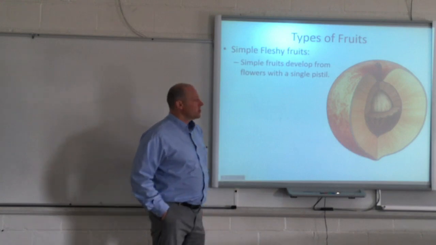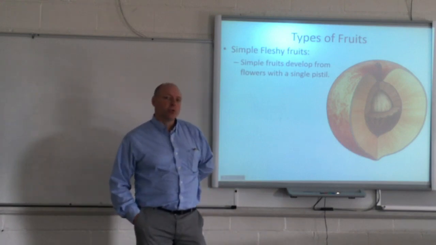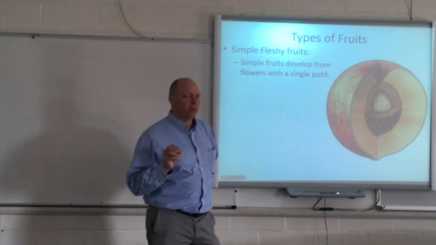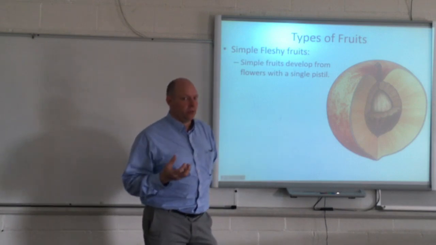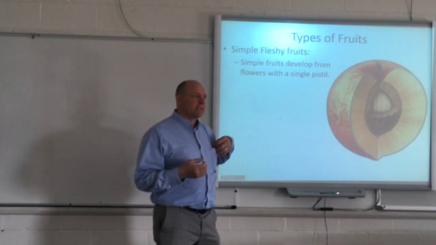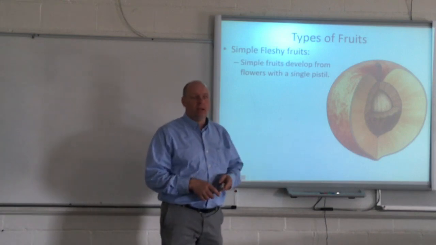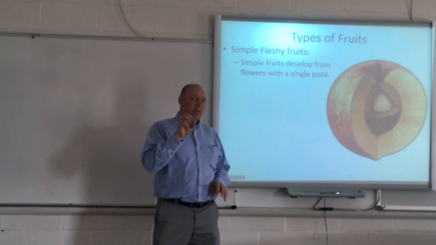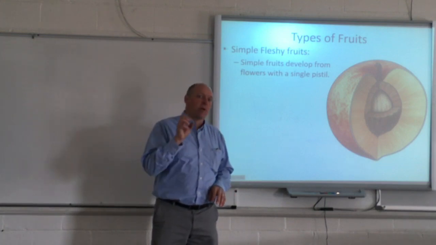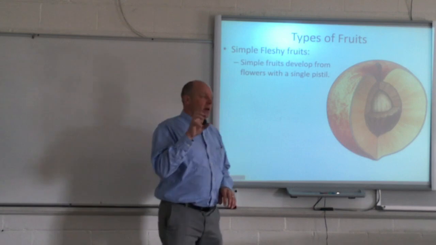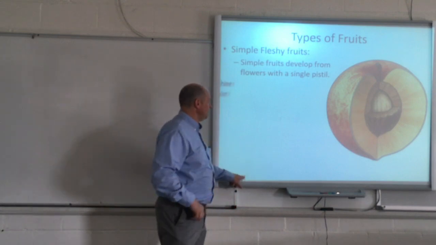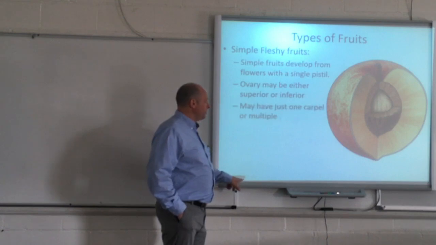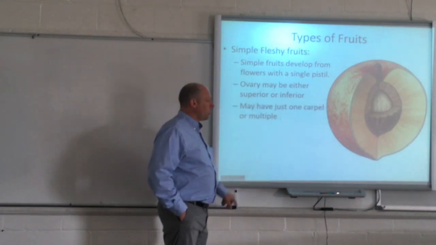Okay, so most fruits out there are called a simple fleshy fruit, which means a single ovary developed into a single fruit. The other exceptions to these are the multiple fruits, which are many individual little pieces, like a raspberry, making up an entire fruit. Ovaries can be either superior or inferior. They can have just one carpel or multiple.